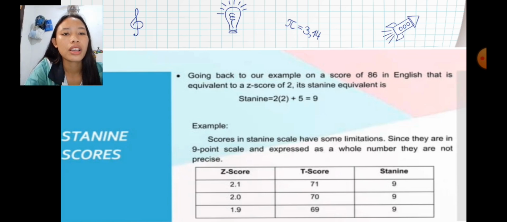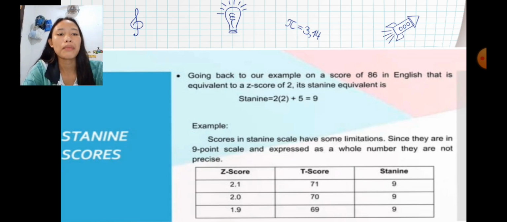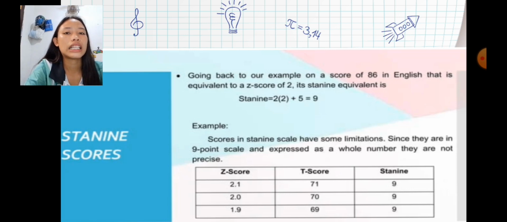Scores in the stanine scale have some limitations since they are a 9-point scale and expressed as whole numbers, so they are not precise. Here we have the table of z-score, t-score, and stanine. In z-score, we have 2.1, 2.0, 1.9. The t-score, we have 71, 72, 79. And the stanine, 9, 9, 9, the triple 9.